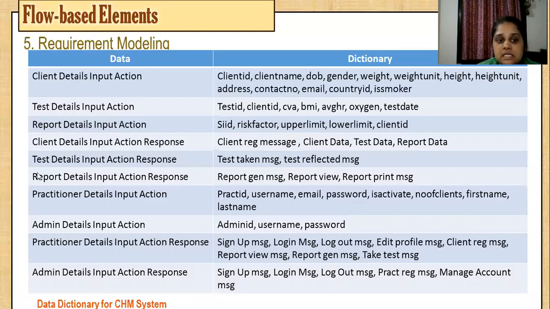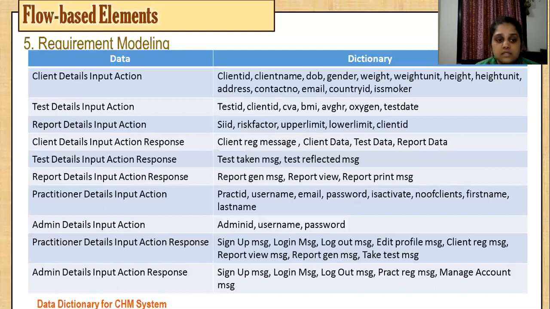Next is test details input action. So you can get a message of test is successfully taken, test has not been able to take successfully. Then any message reflecting the test details of a client, that you can get here. Report details is a report generation message, a report view message, a report print message.